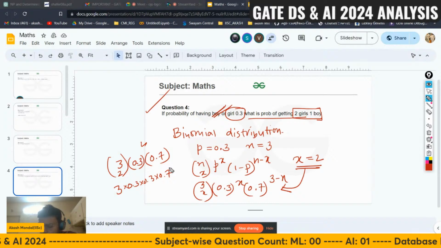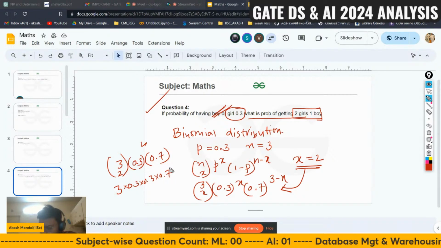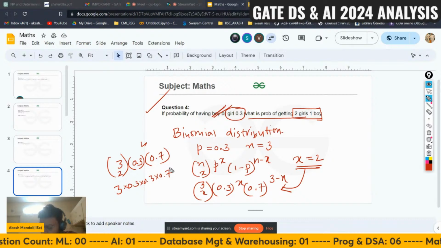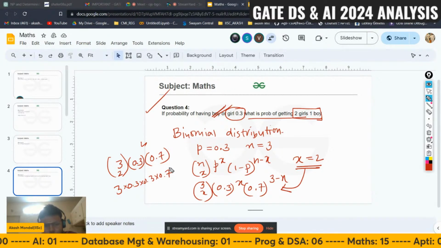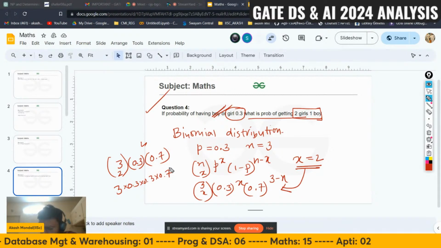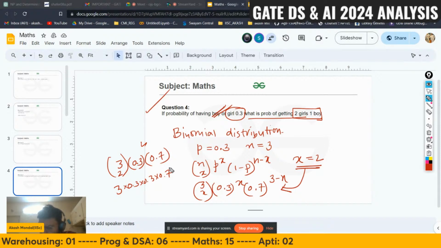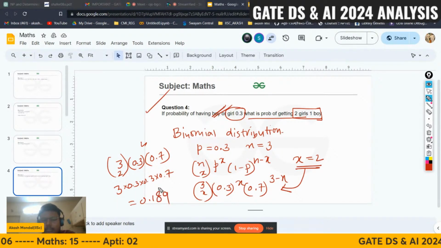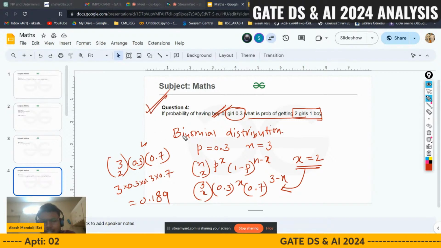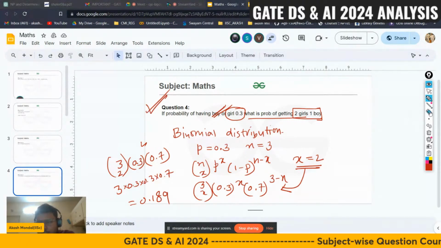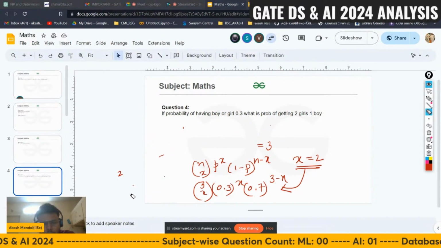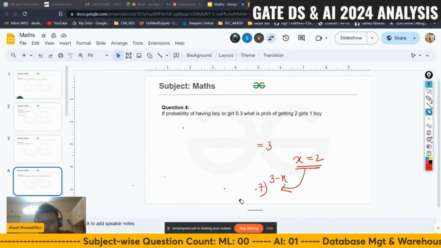Let me just calculate this. So 0.189 is the answer to this question. This is a basic question, one can easily solve it, and if he or she knows about binomial distribution, it's a pretty straightforward question. Okay, now we'll move on to the next question.